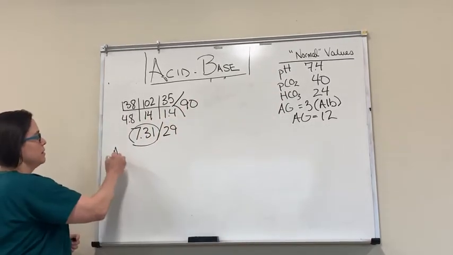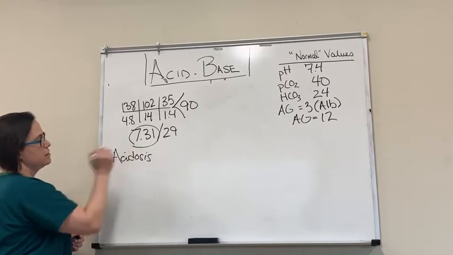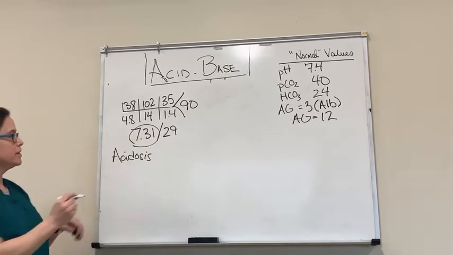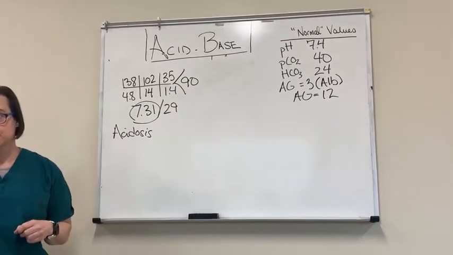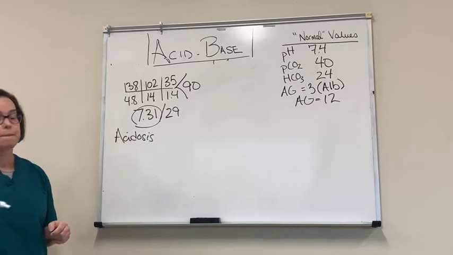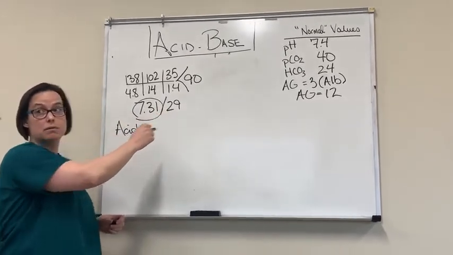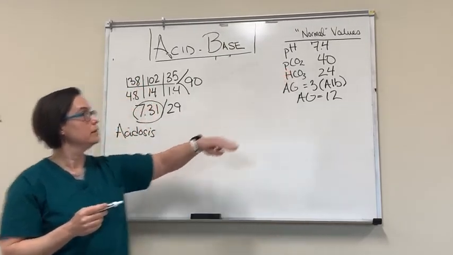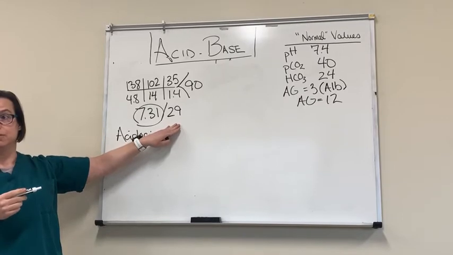Acid. Perfect. What's the next thing you look at to figure out what kind? Because we want to know if this is a respiratory acidosis or a metabolic acidosis. So look at the PCO2. Okay, perfect. So your PCO2 is lower, right? It's supposed to be 40. You're breathing off extra. Sped up your rate.